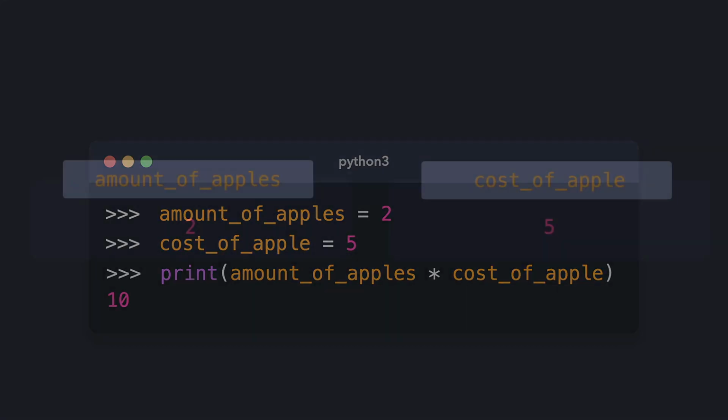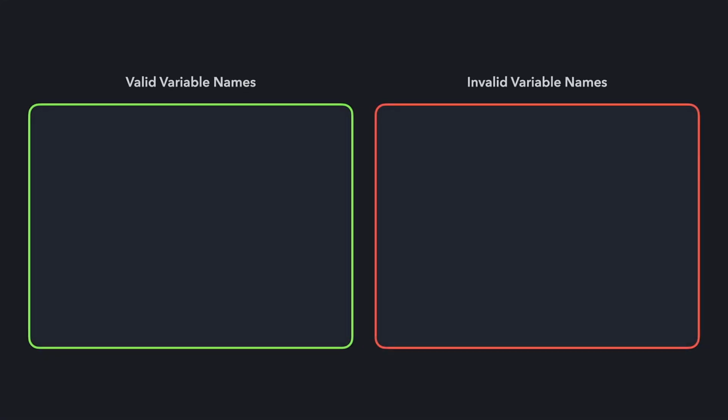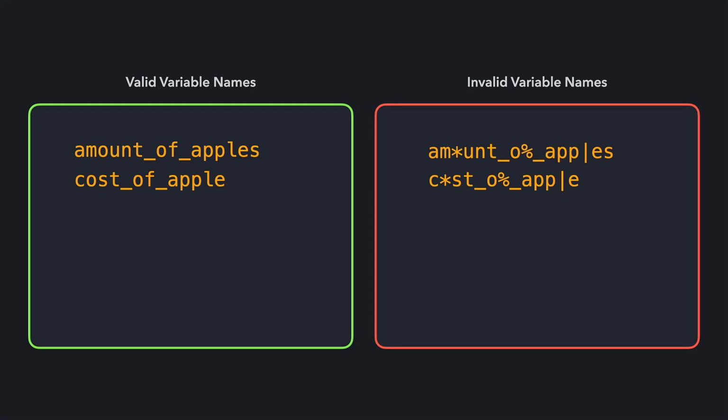You can see a variable kind of as a bucket to store a value. A variable has a name, such as amount of apples and cost of apple, and a value, such as the numbers 2 and 5. If you want to give a name to a variable, you must follow some pretty strict rules.